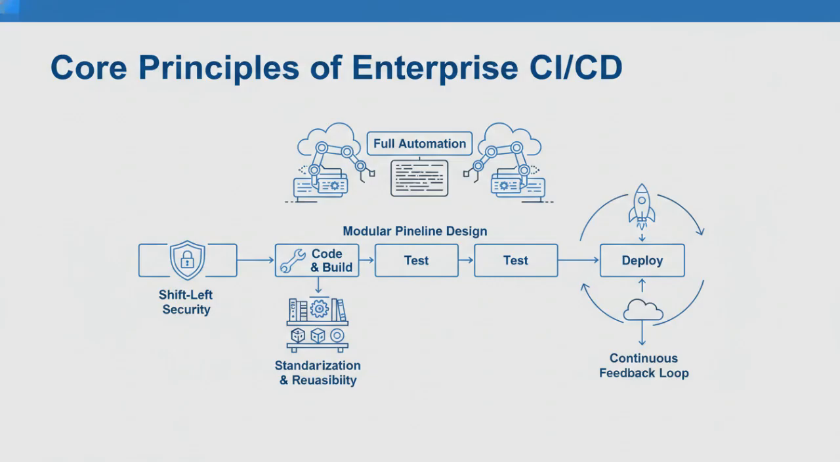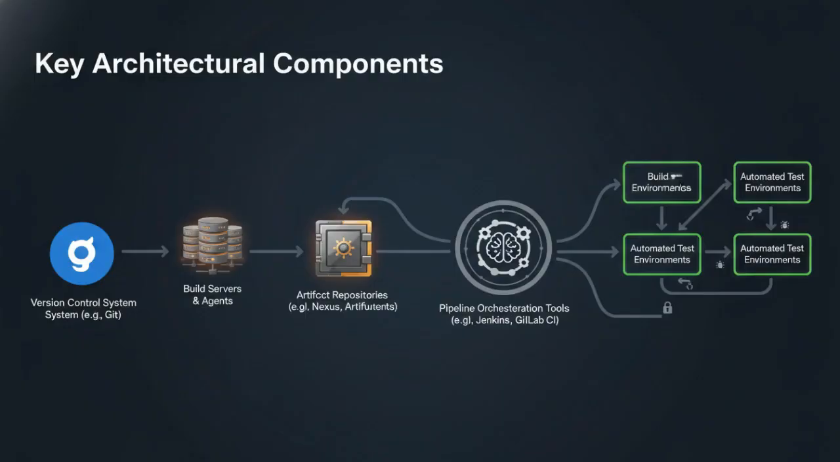There are several core principles. Automation is paramount, reducing manual errors and accelerating processes across the entire lifecycle. Standardization ensures consistency and reusability of pipeline components and practices across different projects and teams. Modularity allows for flexible pipeline construction, enabling teams to select and combine stages relevant to their specific needs. Security must be shifted left, integrating checks early and throughout the pipeline. Finally, a strong feedback loop is essential, providing immediate insights for continuous improvement.